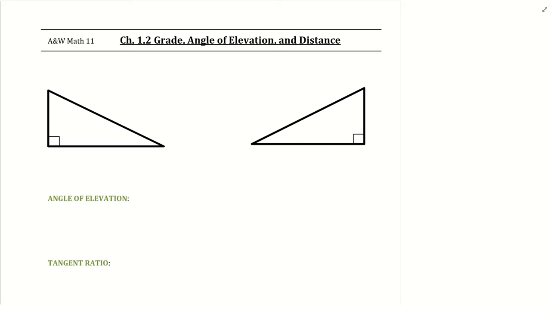Let's take a look at section 1.2. That's grade, angle of elevation, and distance. So first of all, let's get some definitions done here. Maybe you haven't heard of it before, but angle of elevation.